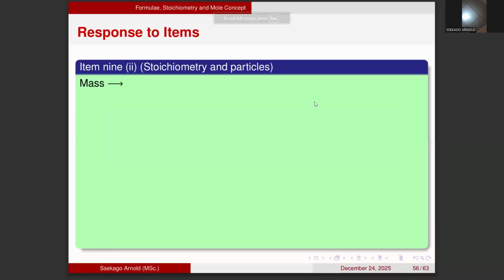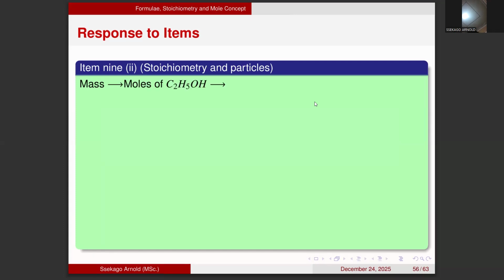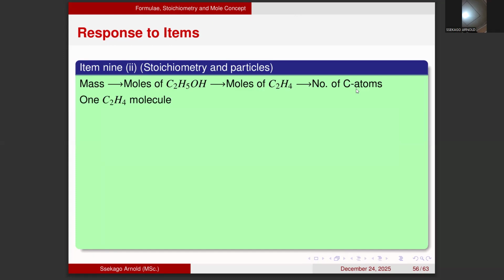The item provides us with the mass of, I think it is the mass of ethanol. So we use it to find moles of ethanol, then moles of ethylene, and the number of atoms of carbon. But having in mind what we have seen from item 9, one ethylene molecule, if you look at this molecule carefully, it has 2 carbon atoms. It also has 4 hydrogen atoms.